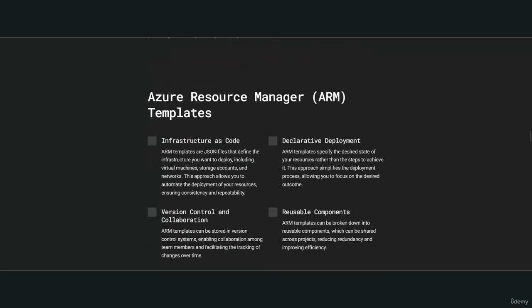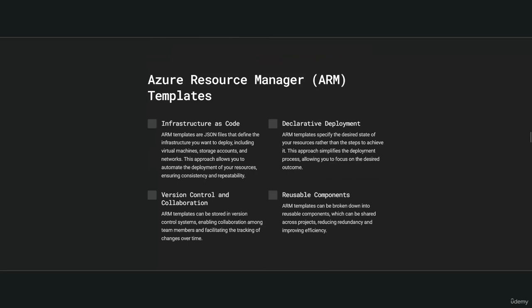Azure Resource Manager, ARM, templates. Infrastructure as code. ARM templates are JSON files that define the infrastructure you want to deploy, including virtual machines, storage accounts, and networks. This approach allows you to automate the deployment of your resources, ensuring consistency and repeatability. Declarative deployment. ARM templates specify the desired state of your resources rather than the steps to achieve it. This approach simplifies the deployment process, allowing you to focus on the desired outcome.